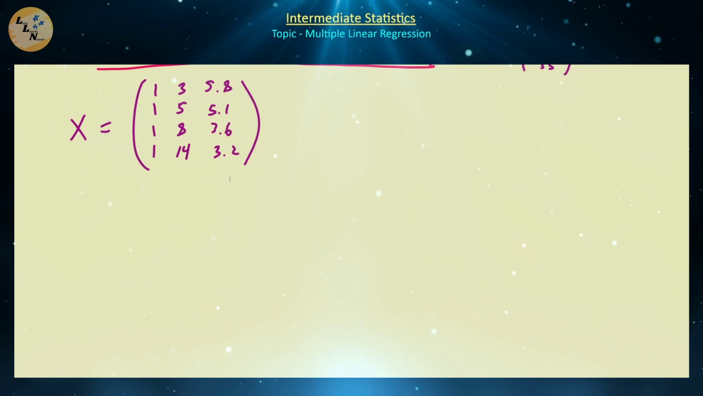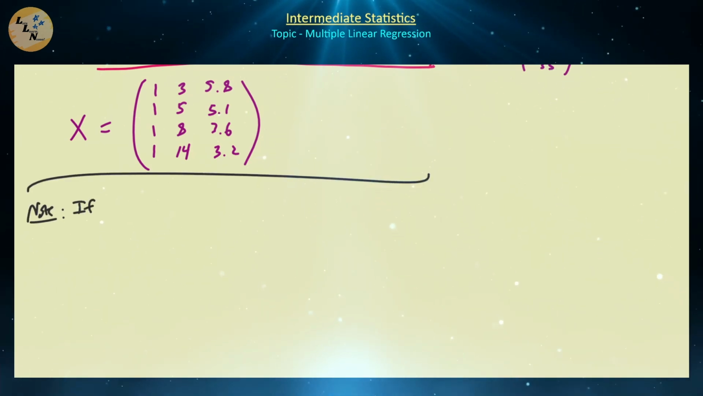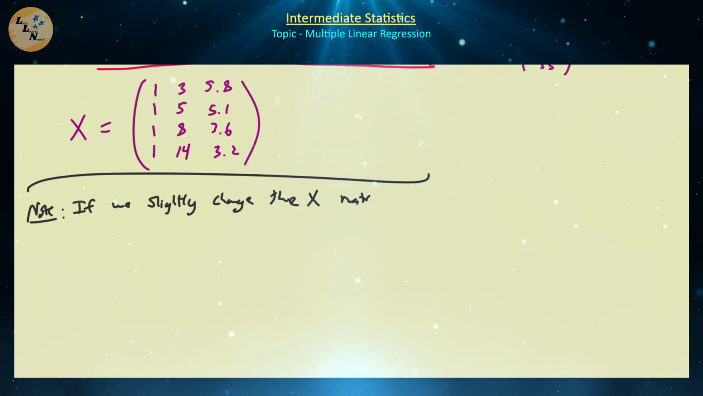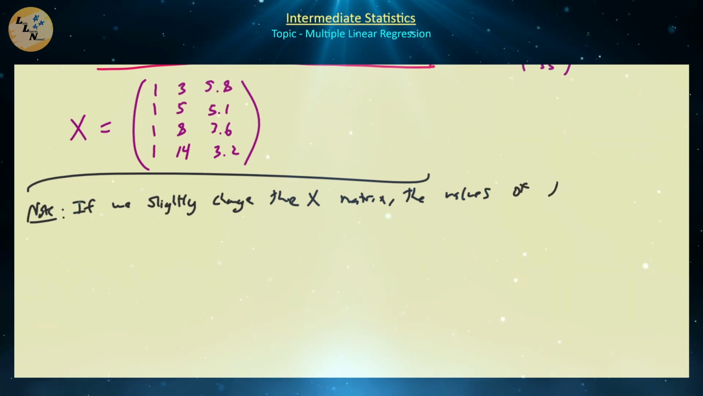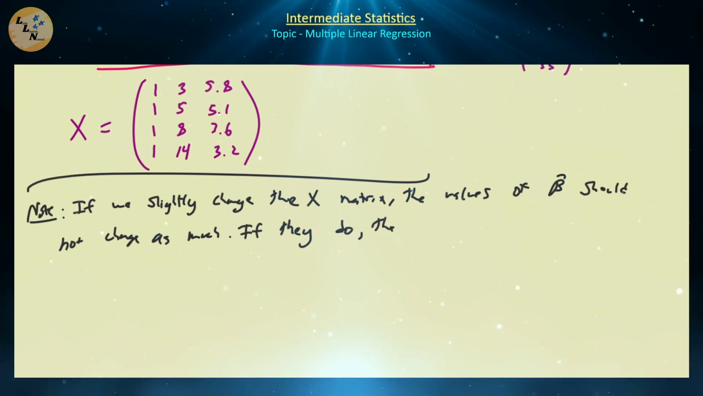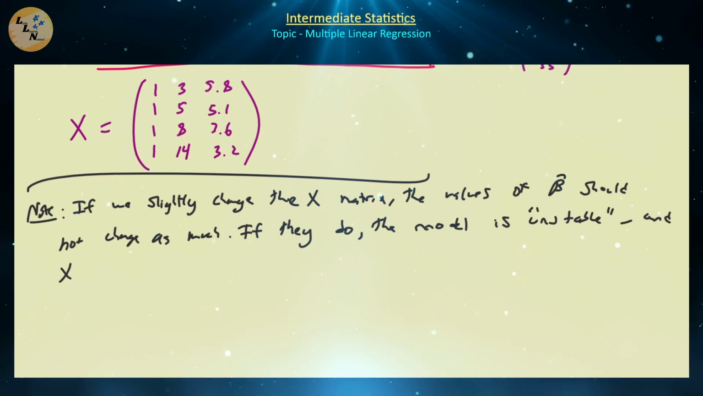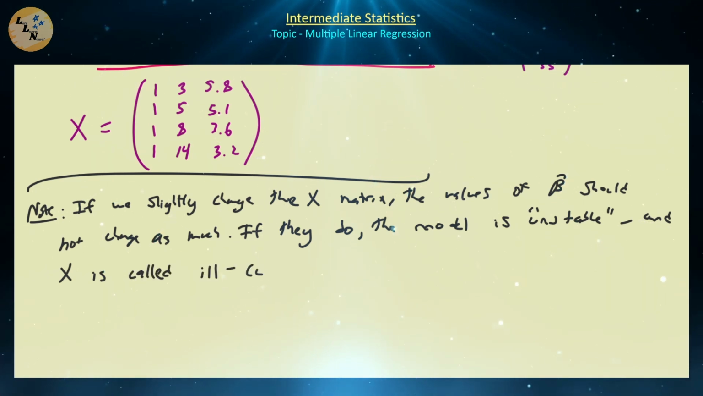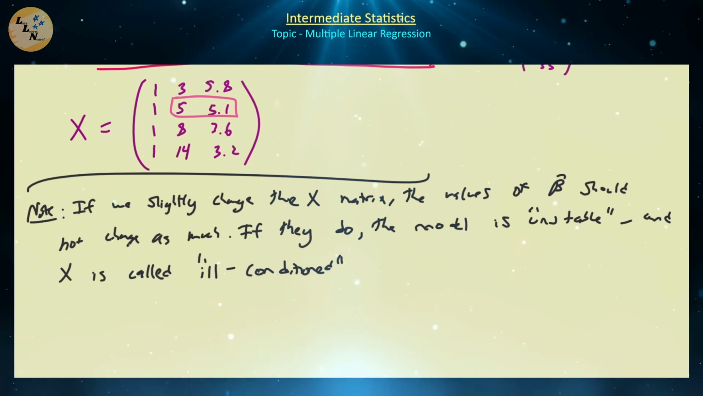So let's just make a quick note before we continue with these calculations. If we slightly change the X matrix, the values of beta hat should not change as much, right? If they do, the model is what we call an unstable model, and the matrix X is called ill-conditioned. So for example, if we change these two values and calculate the new beta hat coefficients, do they change a lot? If so, the whole matrix is what we refer to as ill-conditioned.